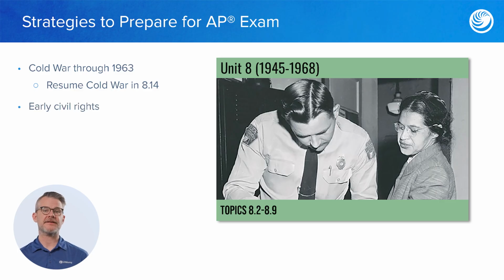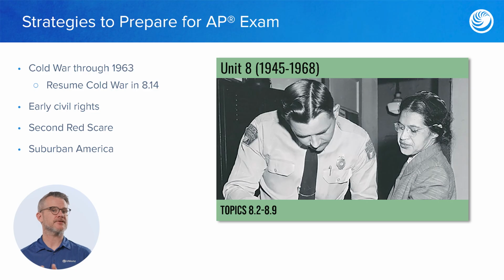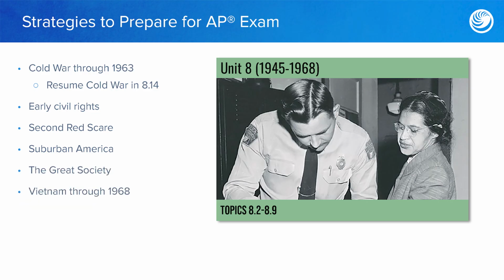Backtrack and cover topics 8.3 to 8.9, starting with early civil rights, the Second Red Scare, suburban America and consumer culture, LBJ's Great Society, and finally Vietnam escalation through 1968. This method builds to a climax. Students see the turning point clearly, and you're set up for the 1970s shifts next.